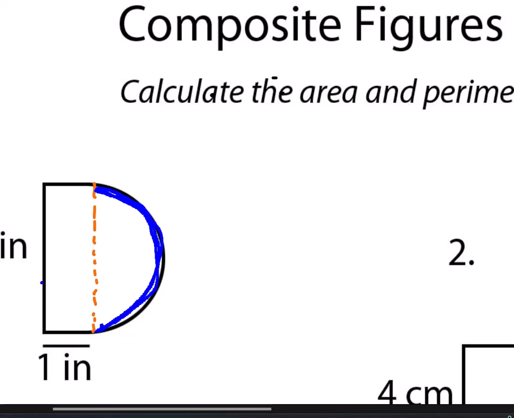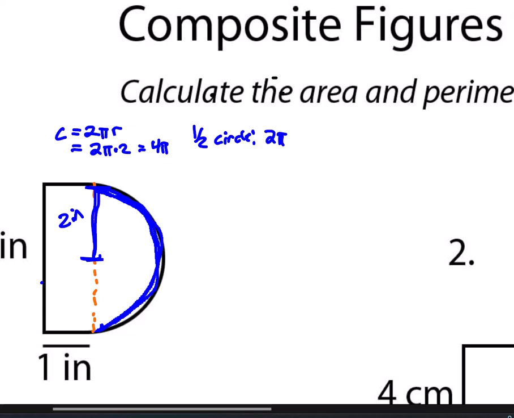But for a circle, I have to know what the radius is. And for this circle, I know that the diameter is 4 inches. So it's 4 inches all the way across. So 2 inches is the radius. The circumference of a circle is 2 pi r, and so the entire circumference of this circle would be 2 pi times 2, which is 4 pi. But we only have half of the circle, so that gives us half of 4 pi is 2 pi. So that's the contribution we have from the circle. Right now, I'm just working on the perimeter.